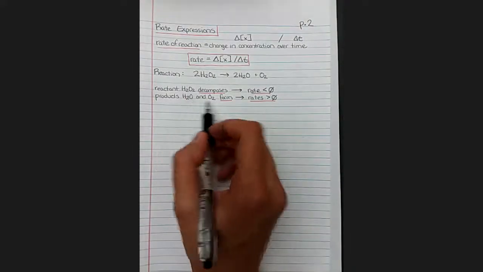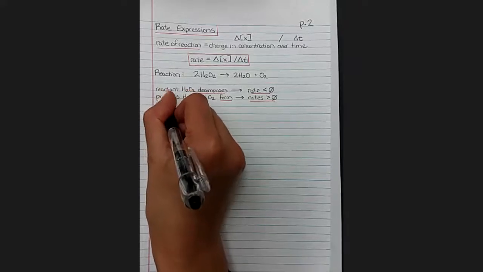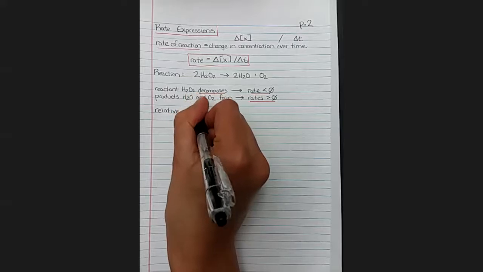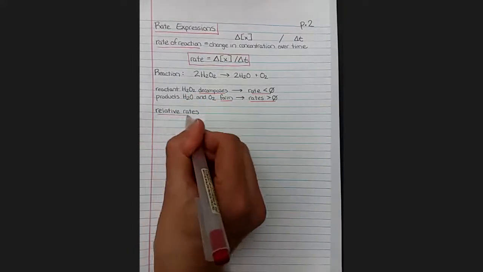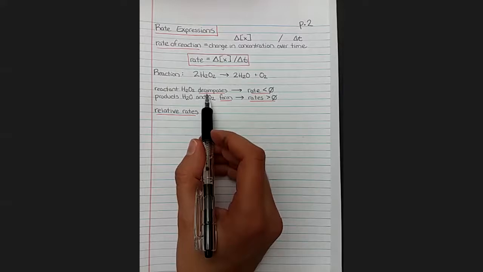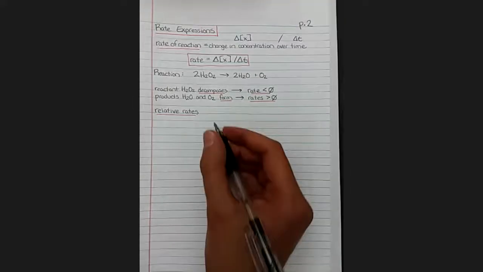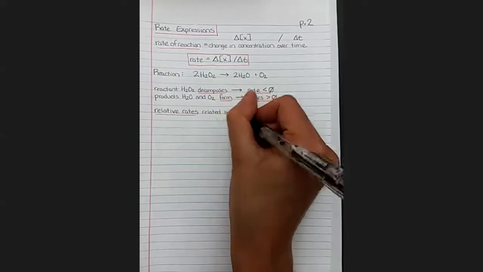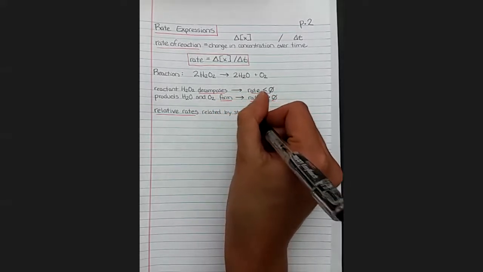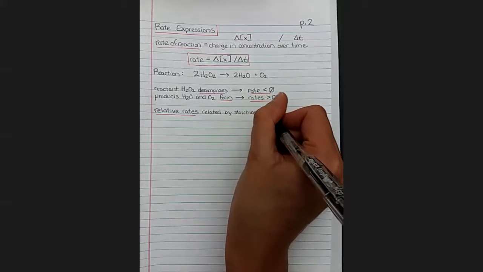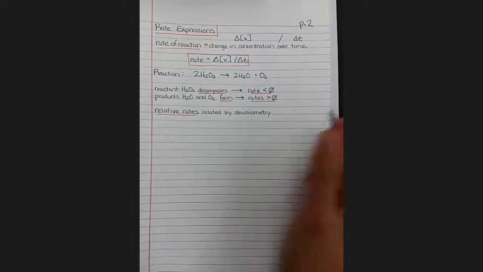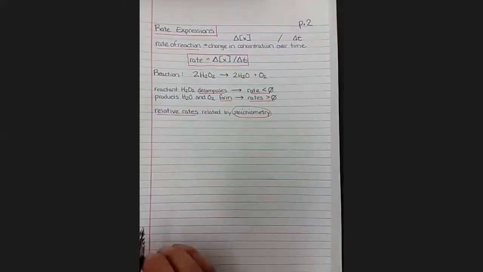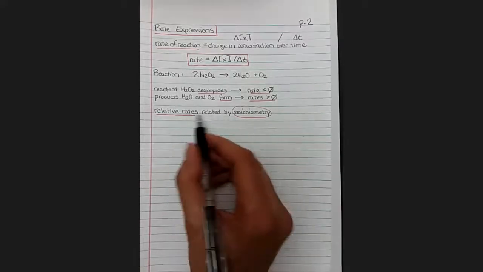And now we can write something called a relative rate to relate the rates of each of these different parts of the reaction together. So we can look at how fast this decomposition of H2O2 happens compared to the formation of each of these two. And they are related by the stoichiometry of the reaction. So that's why it's always important to balance your equation before you do anything, because stoichiometry is important. Okay, so let me show you what I mean.